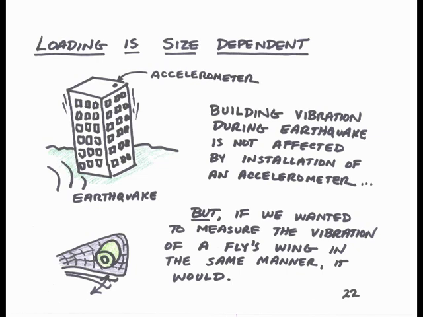From a block diagram point of view, this issue of loading would not be apparent. We would have an input-output relationship for the fly's wing and another one for the accelerometer, and neither of these blocks would show the dependence of the interconnection.